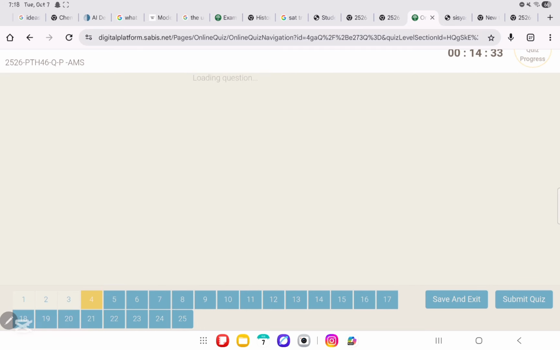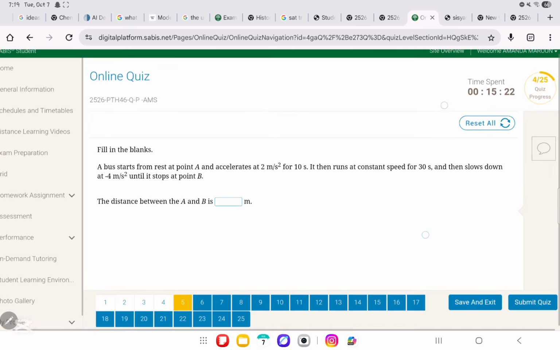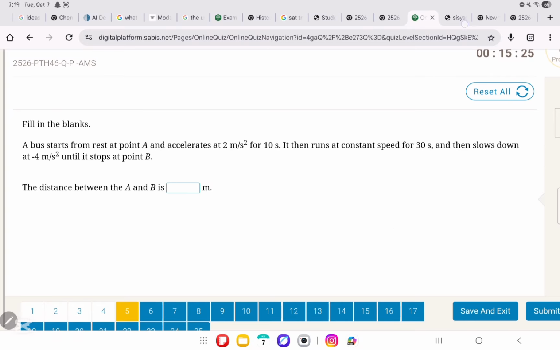Hopefully it does not take too long to load. Question number 5. Perfect. It loaded, but it took some time.